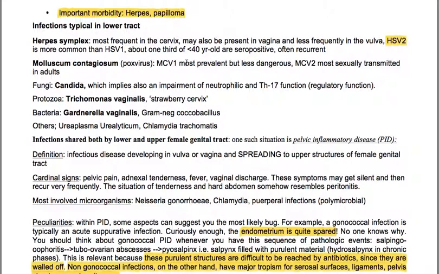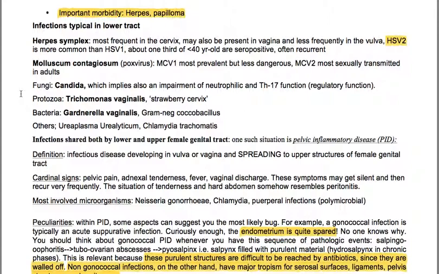Molluscum contagiosum virus 1 is most prevalent but less dangerous. MCV2 is most sexually transmitted in adults. Fungi can be candida, which implies also an impairment of neutrophilic and Th17 function, so regulatory function. Protozoa such as Trichomonas vaginalis, strawberry cervix, bacteria like Gardnerella vaginalis, gram-negative coccobacillus, and others like Ureaplasma urealyticum, Chlamydia trachomatis.